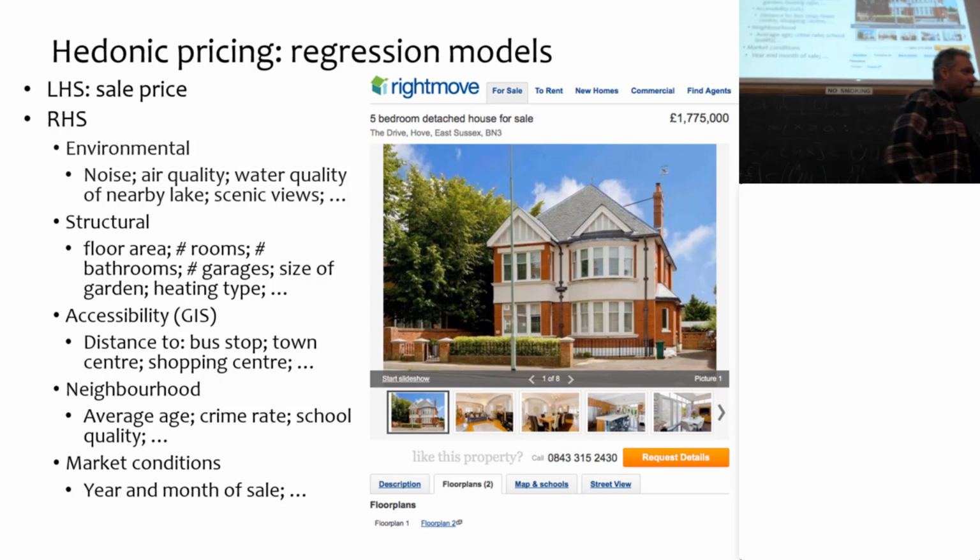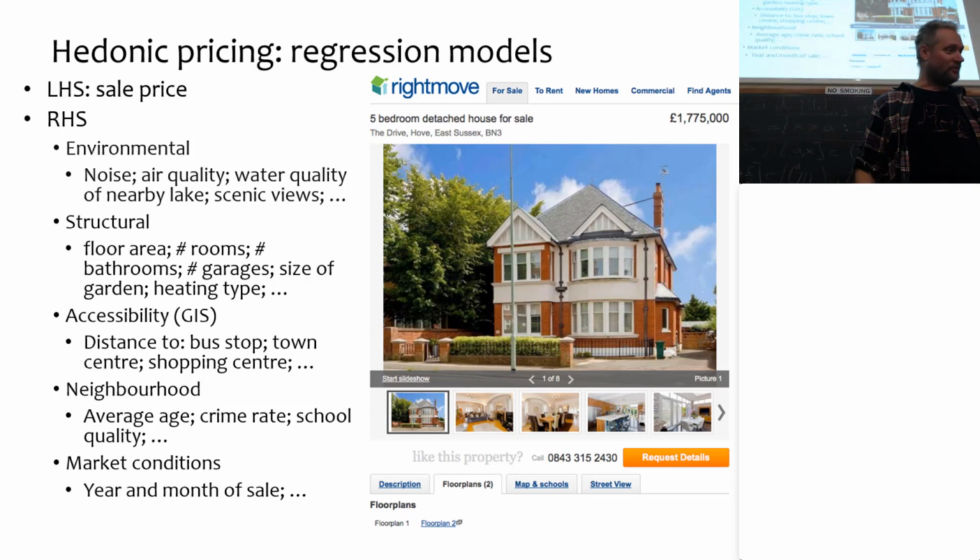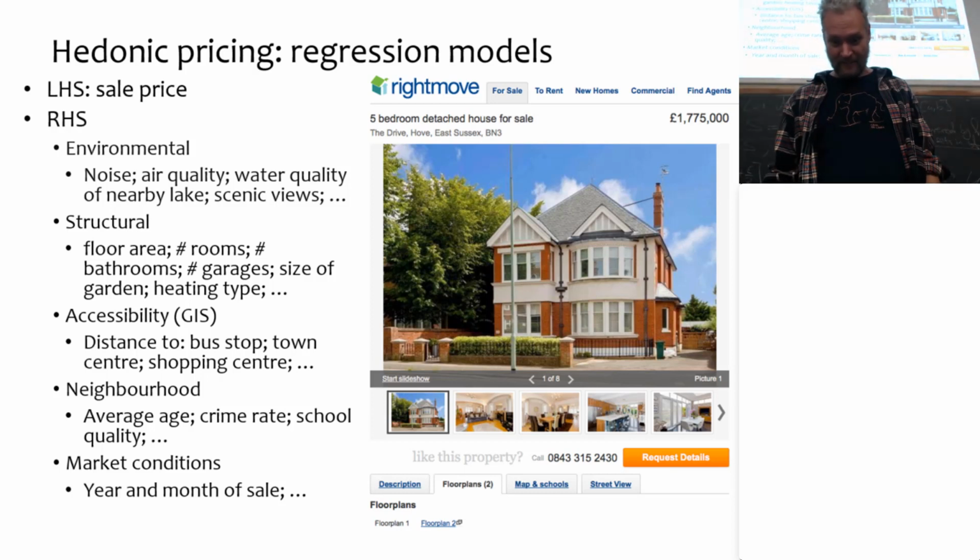Of course you need to have the characteristics of the house as well. How big is it? How old is it? How well maintained is it? You need to know other things. Is it near a bus stop? Is it near a shopping center? You need to know things about the neighborhood. What are the crime rates? What are the schools like? And so on and so forth. And then of course this is a market, right? So the price of an individual house goes up and down with the entire market. So you also need to control for that.